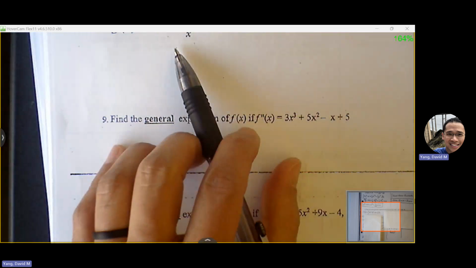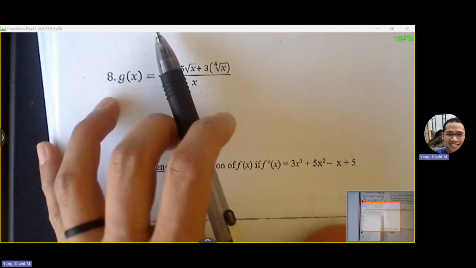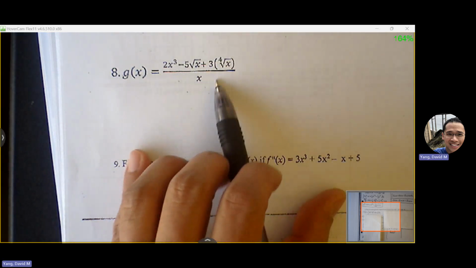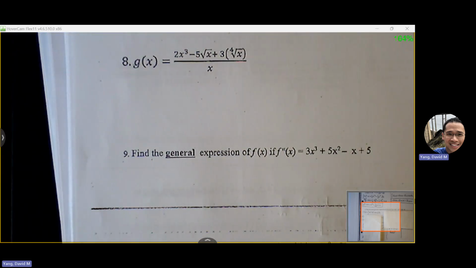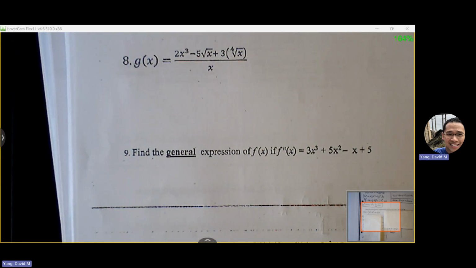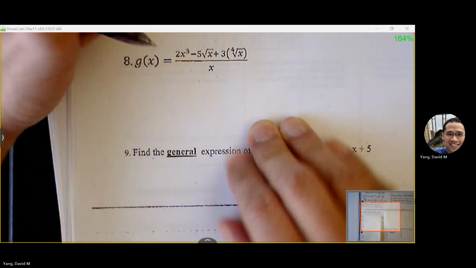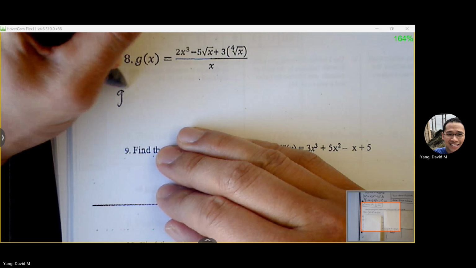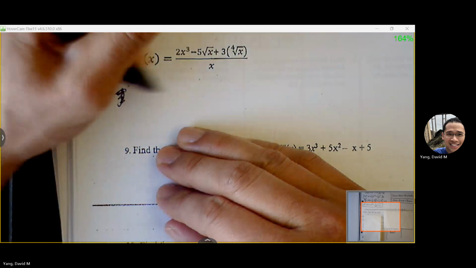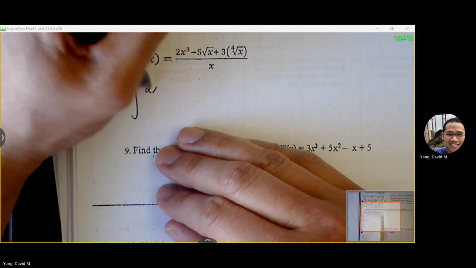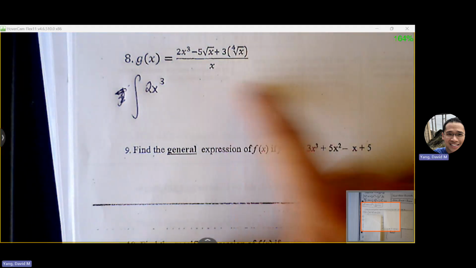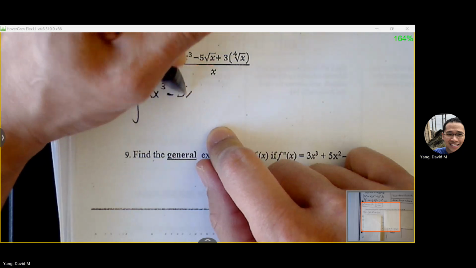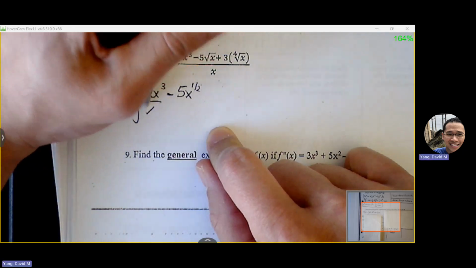So number 8. I worked it out differently on the key, so I prefer you work it out the way that I'm going to do it here, by splitting up into individual fractions so that you can remind yourself that every term is going to have to deal with that x. And the direction here is just to find the antiderivative of that function. I'm going to go ahead and start cleaning up and splitting up into individual fractions.